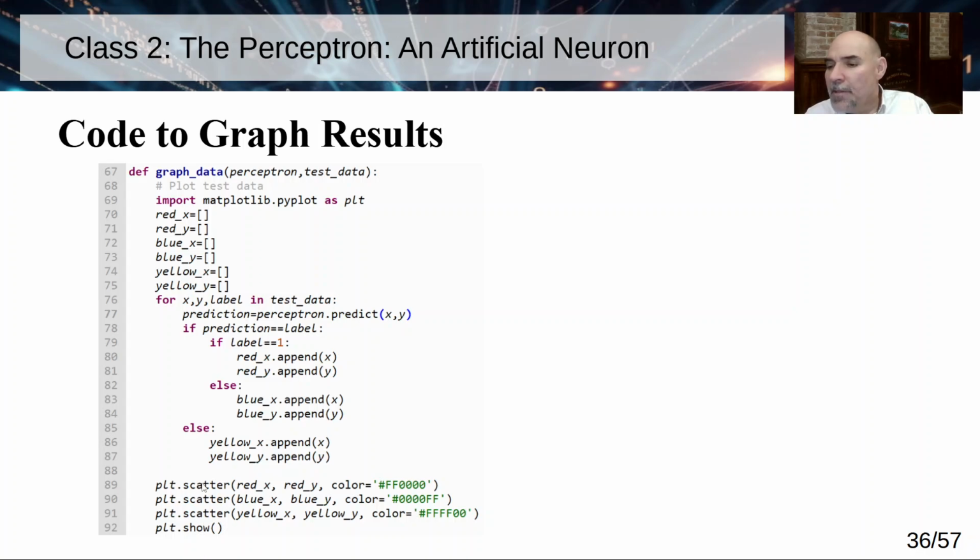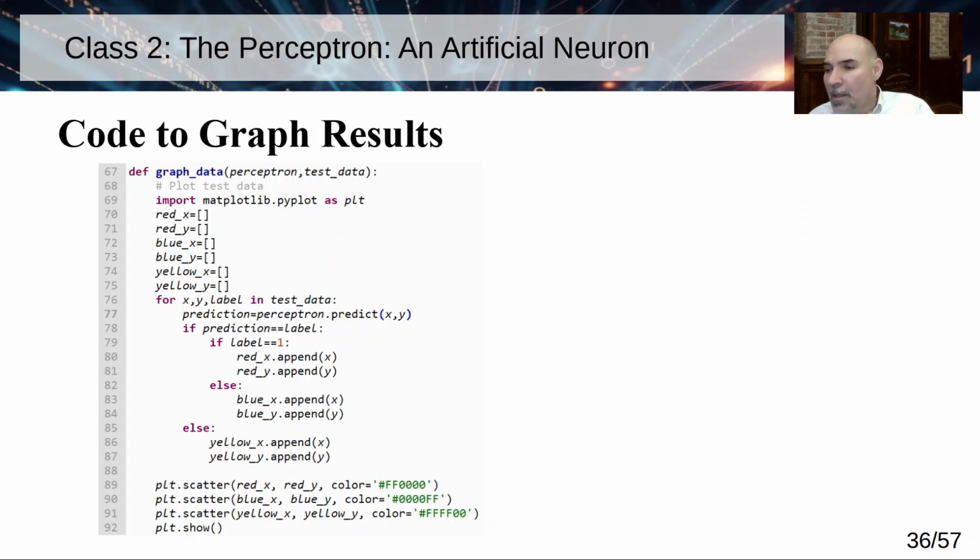And then I do a plot. I do a scatter plot of those points. The red ones in red, the blue ones in blue, and the yellow ones in yellow. And then I do this plot.show at the bottom to show that two-dimensional plot. Again, this is a little clunky just because of how matplotlib works. But it does give us the desired result, which we'll see on the next slide.